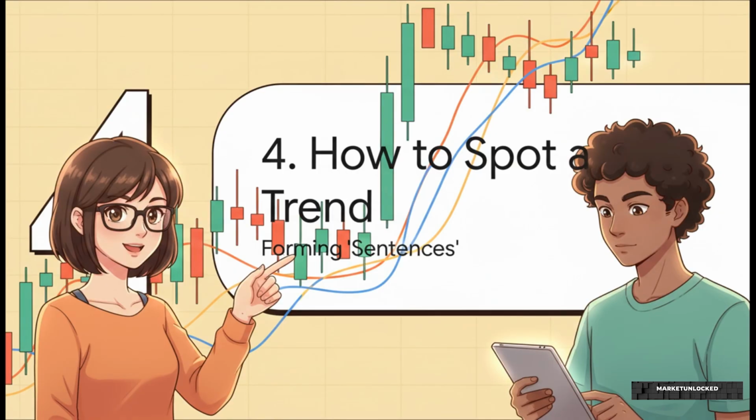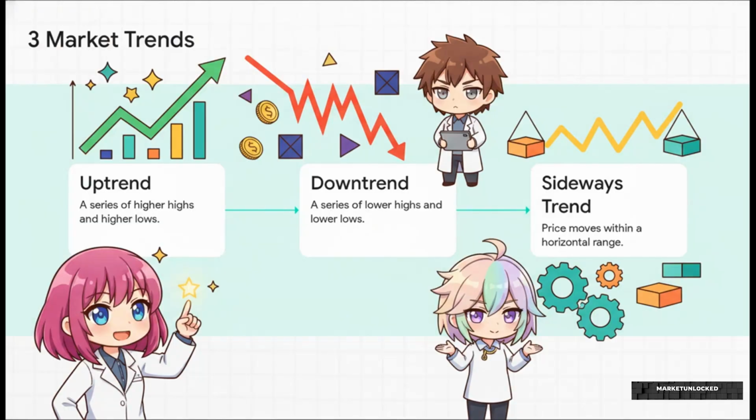All right, so once you can read the individual words, the candlesticks, the next step is to see how they come together to form sentences. And in the language of charts, these sentences are what we call trends. This is where you start to see the bigger picture. What's really going on? And here's the great part. There are really only 3 kinds of sentences the market writes. That's it. You've got an uptrend, a downtrend, and a sideways trend. For example, if you see the price making a series of higher highs and then higher lows, boom, you've just spotted an uptrend. The chart is telling you, plain as day, that buyers are in charge. And just like that, you've done your first piece of analysis.